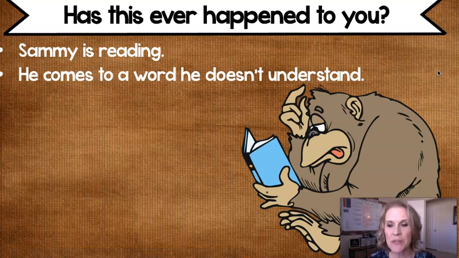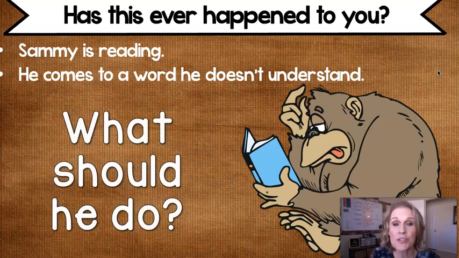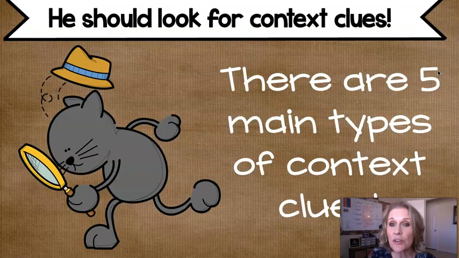Has this ever happened to you? Sammy is reading and he comes to a word he doesn't understand. Of course it's happened to you. It's happened to all of us. What should he do? He should look for context clues. Remember, there are 5 main types of context clues.